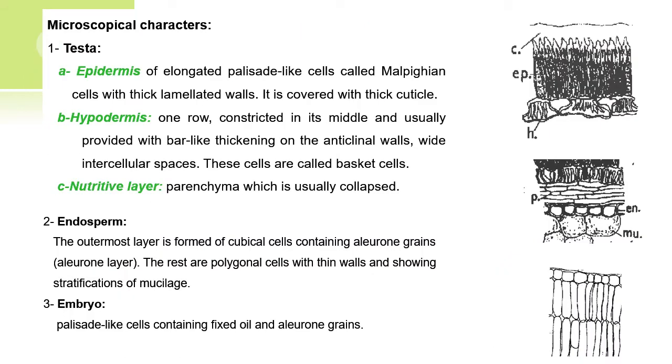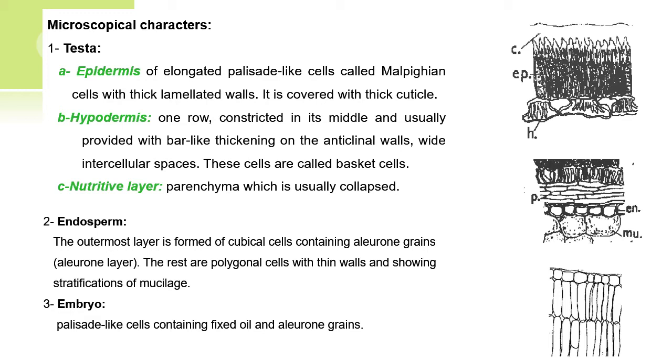Microscopical study of the seed showing the testa consists of epidermis, hypodermis, and nutritive layer or hyaline layer. The epidermis consists of elongated palisade-like cells with thick lamellated walls covered with thick cuticle. These cells are known as Malpighian cells.